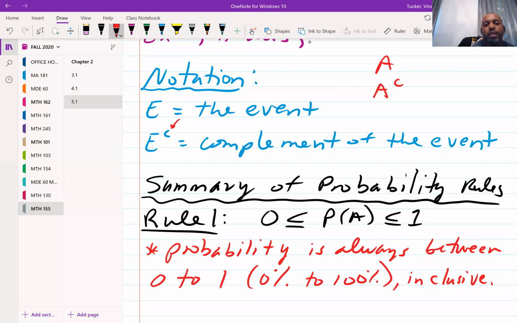All right, so getting into the summary of probability rules. I think they start off giving you three. Probability is always in between 0 and 1 inclusive. That 0 and 1 represents 0% to 100%.